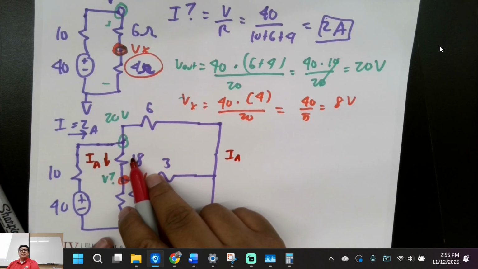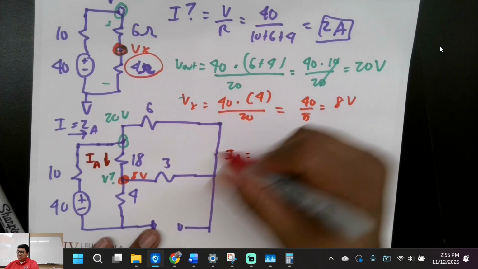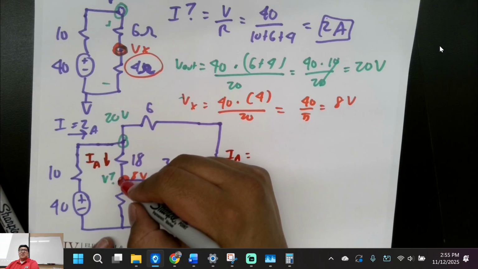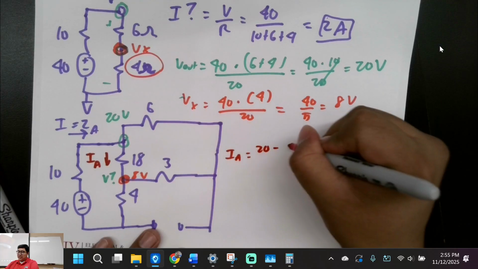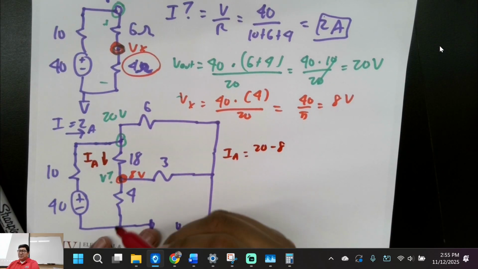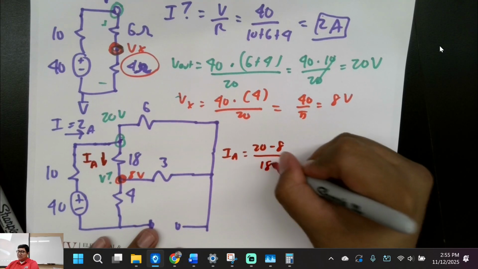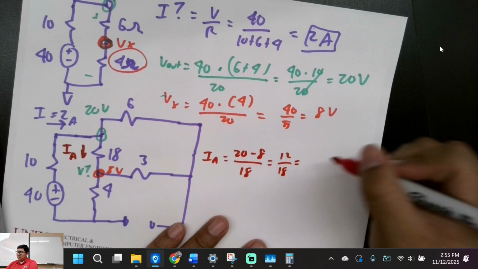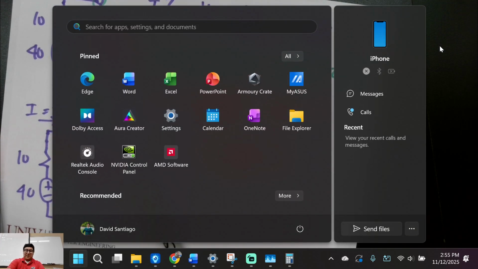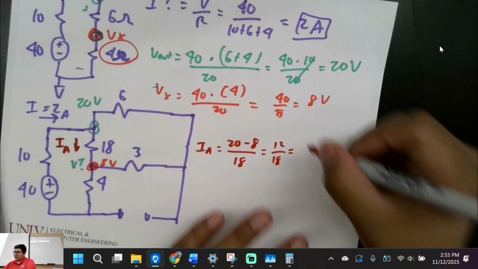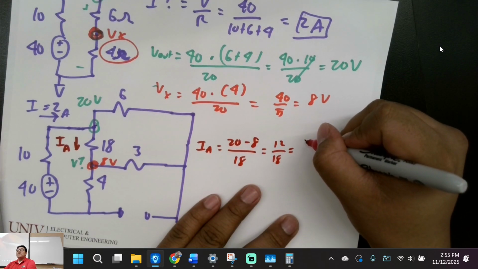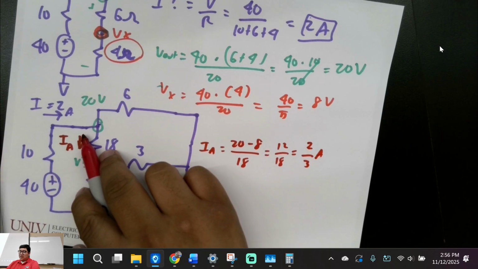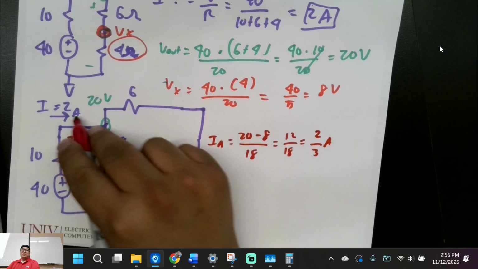Got that 18 ohm resistor, right? What's V equals IR? V plus minus V minus, 20 volts minus 8, divided by that 18. What's that equal to? 12 divided by 18, which is equal to, hopefully it comes down to a nice number. 2/3. Okay. So can we agree that we have 2 amps coming through our source, correct?